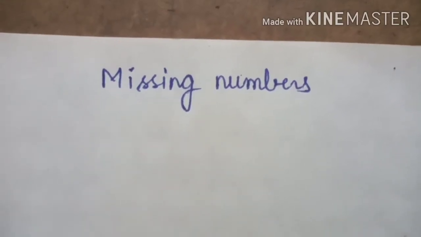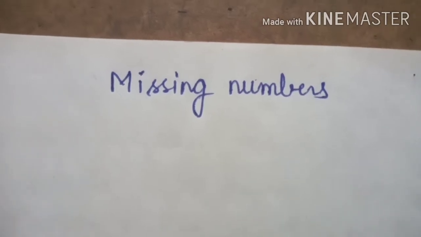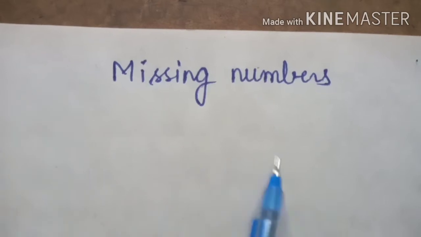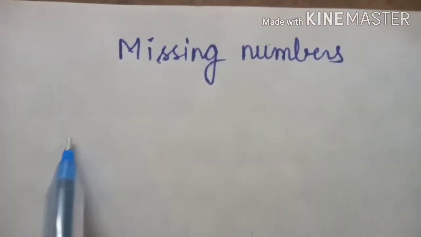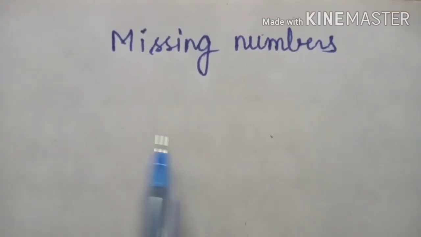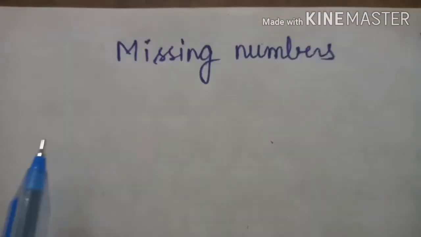Hello children, today I'll make you learn missing numbers. Missing numbers means nothing but, you just have to write the next numbers. Next numbers or before numbers will depend on the blanks. So you have to check the position of the blank.